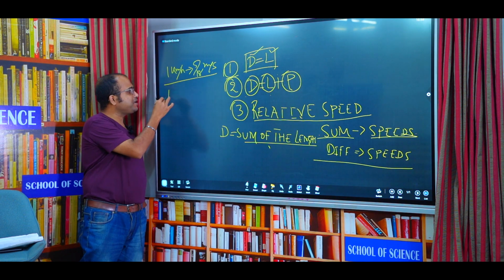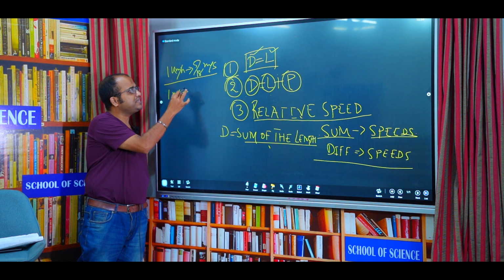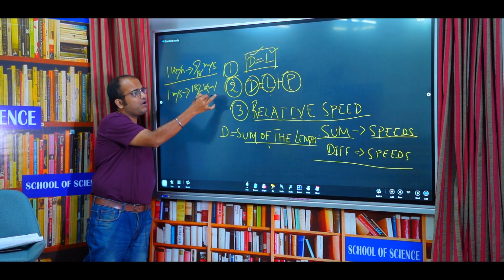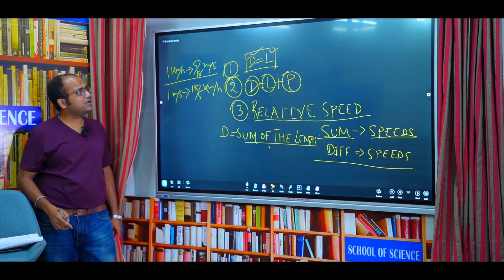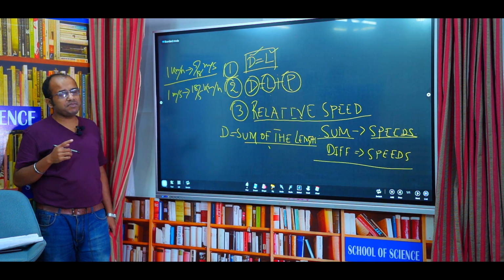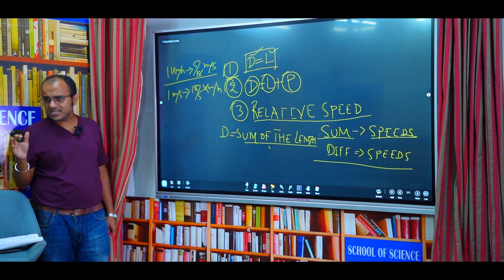And 1 meter per second is the opposite: this is 18/5 kilometer per hour. If you want to convert kilometers per hour to meters per second, you have to multiply by 5/18. If you want to convert meters per second to kilometers per hour, you have to multiply by 18/5. So these are the relations.